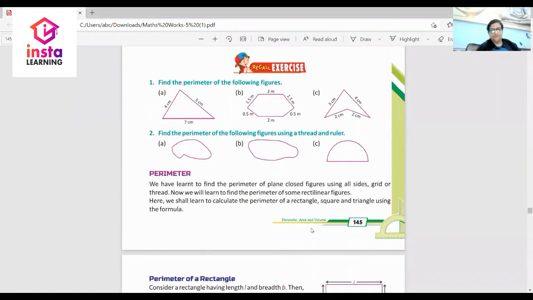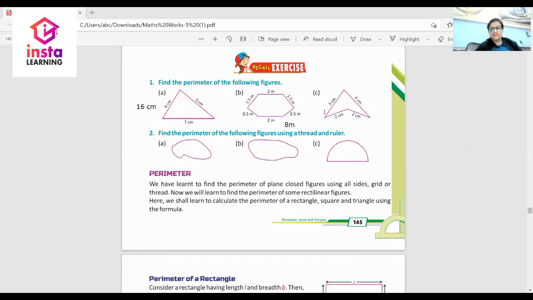See, just add all the numbers. 4 + 5 + 7, that is 16. So the answer is 16 cm is the perimeter. Then 1.5 plus 2 meter, so it is 3.5, then 4.5, 3.5, and then it is 5. And then it is 1, 6, 6 and 2 is 8. So it is 8 meter.